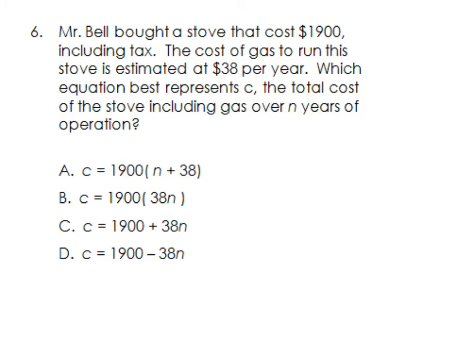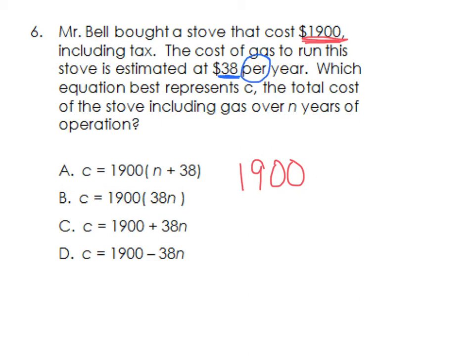So this problem is going to give us practice in actually translating a situation into an algebraic expression. So we're going to start with what it gave us. It gave us that Mr. Bell paid $1,900 for a stove. So he paid $1,900. We're trying to find out how much it's costing to own that stove over however many years he operates it. The other thing that we've been given, other than the starting amount that he bought it for, is that he spends $38 per year.